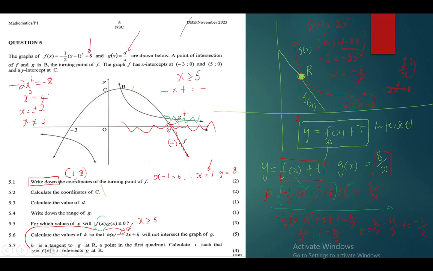It was a very tricky question, this one, guys. When I was answering 5.7, I overlooked that I can use the information of 5.6. Remember, on 5.6 is where I have the equation h, and I know the gradient of h is negative 2. That gradient of negative 2 is very, very important.